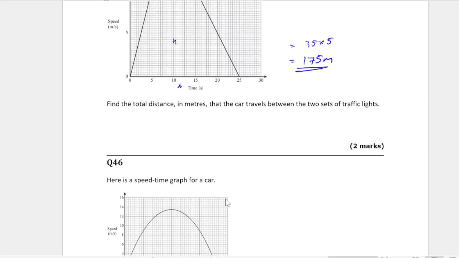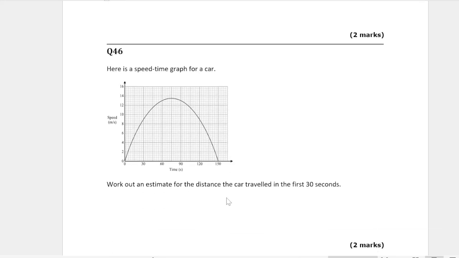Okay, question 48. Work out an estimate for the distance the car travels in the first 30 seconds. Okay, so for this, I'm just trying to work out whether it would make much of a difference to make it into stripes, but I'm not. I'm just going to treat it as a triangle.